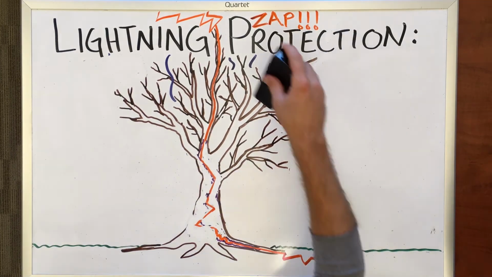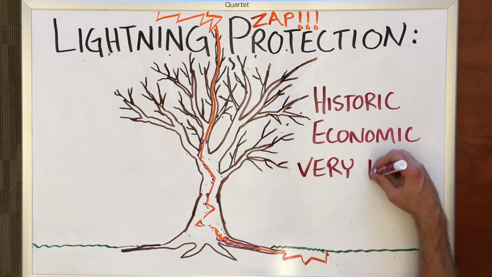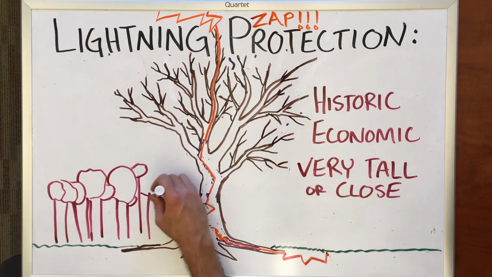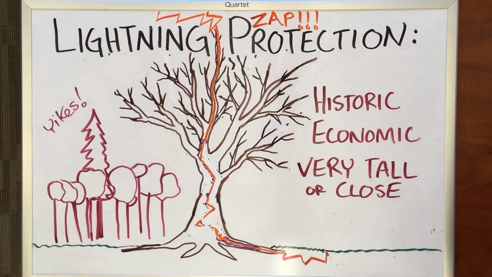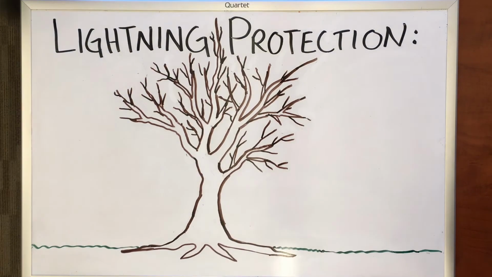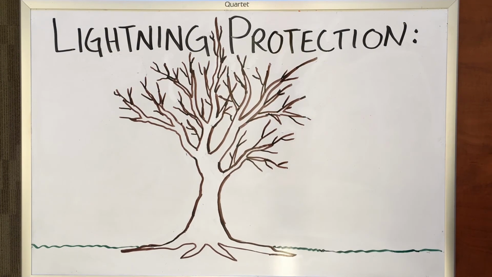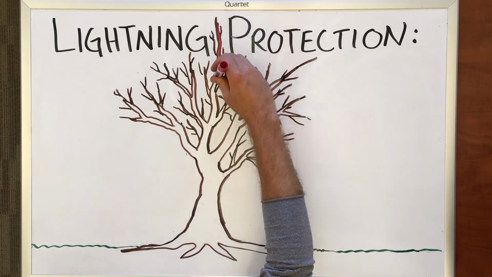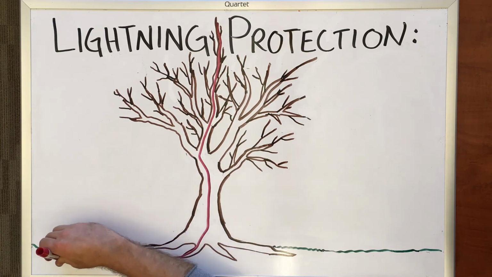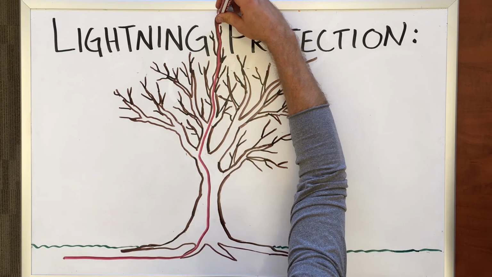Trees that are a good candidate for lightning protection include trees of historic interest or high economic value, tall trees close to houses or buildings, or large trees where people often congregate. Keep in mind that lightning is more likely to strike the tallest tree in a group. A lightning protection system is simply a copper conductor that extends from the top of the tree down the trunk and out into the soil where it is grounded.